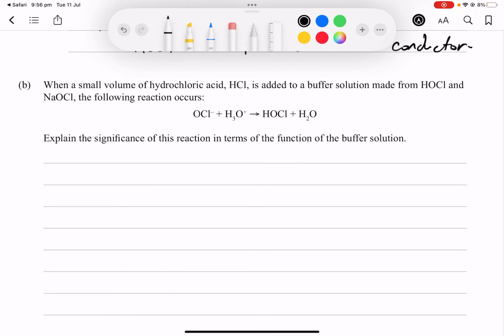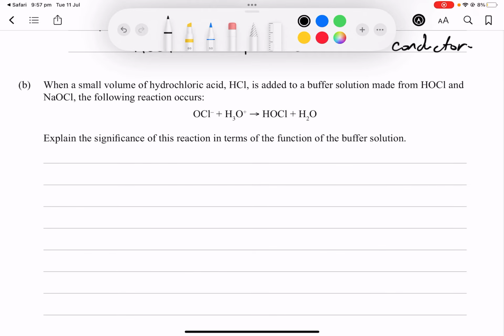So therefore, the pH of the solution will not reduce drastically. This is because the excess hydronium ions are removed by the OCl minus ions to form HOCl and H2O. So the pH of the solution does not significantly decrease in this change. In this case, it will decrease slightly, but it will not decrease as drastically as if there were no OCl minus ions in the solution.